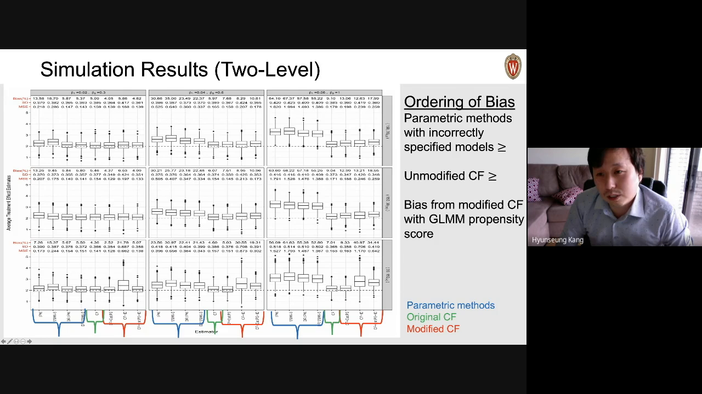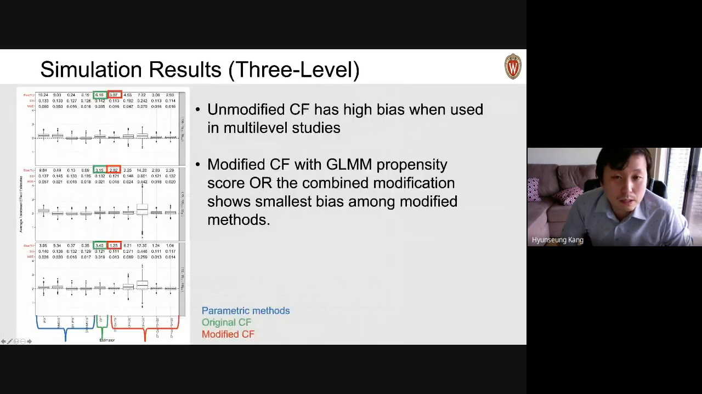And roughly speaking, if you look at the ordering of the bias, parametric methods incorrectly specified will have greater bias than the unmodified CS, which will have a higher bias than our modified CS as well. This also works with 3-level data, cross-classified data. Here, I just present 3-level data just to have variation. Again, unmodified ones have a higher bias compared to just a simple modification.